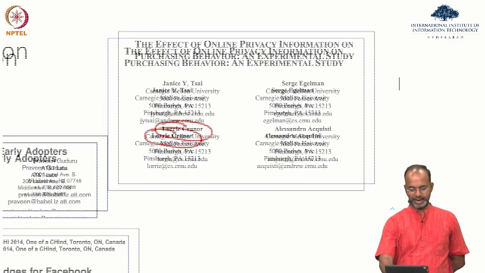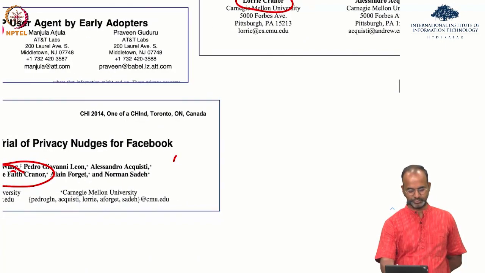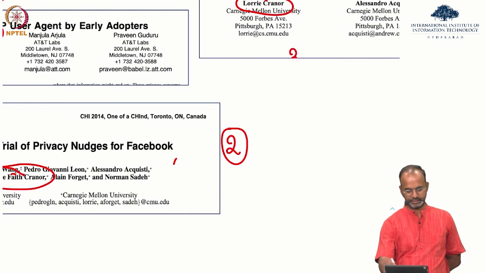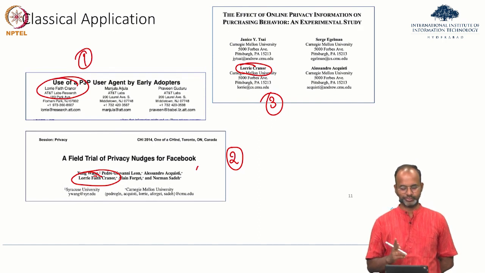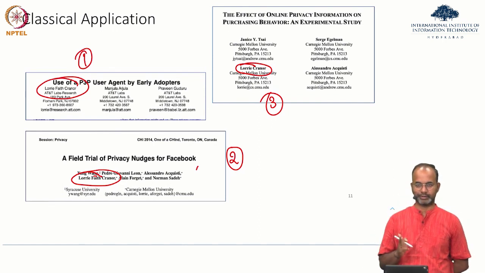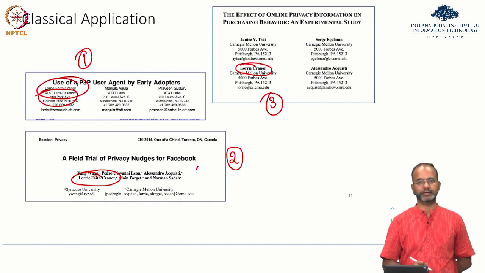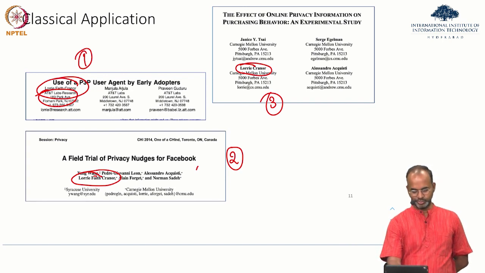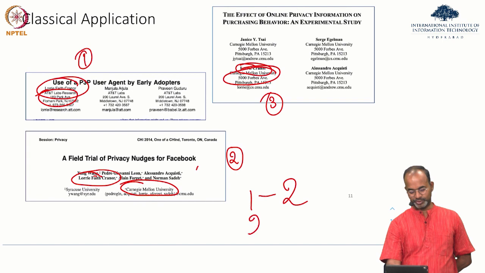Let's keep this as 1, 2, and 3. In 1, Lorrie Faith Cranor. In 2, Lorrie Faith Cranor. And in 3, Lorrie Cranor. Now, in 1, the affiliation is actually different, which is AT&T Labs. In 2, the affiliation is CMU. In 3, the affiliation is CMU. Again, the name match between 1 and 2 is common. The affiliation match between 2 and 3 is common.